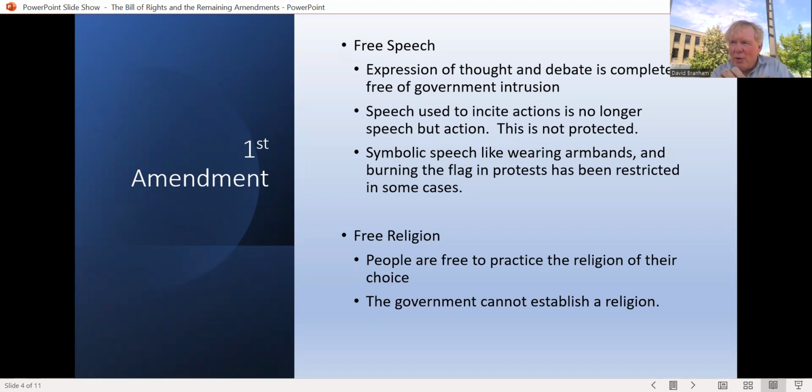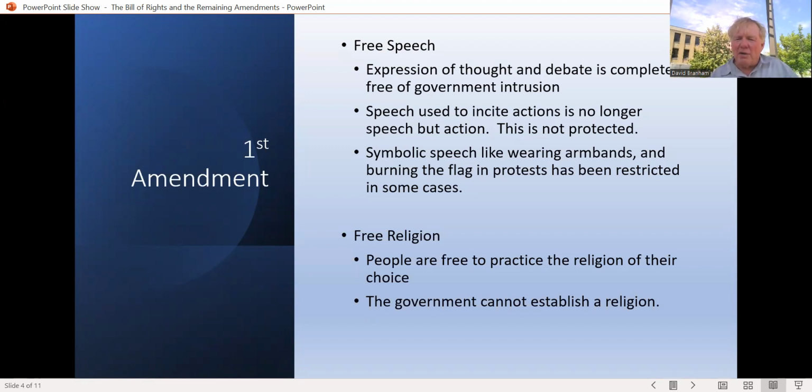But anytime your speech starts turning into pushing for action, watch out, because you can be arrested for that. If you tell somebody they should murder somebody and a person goes and does that, you are liable for that. And so you can be charged with murder yourself.